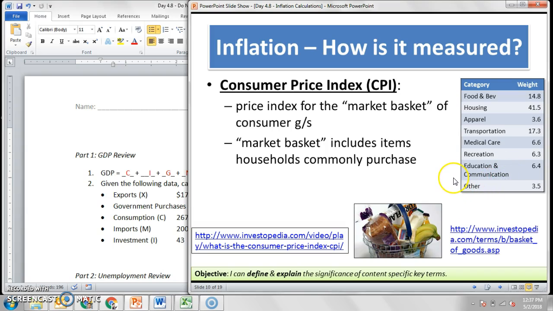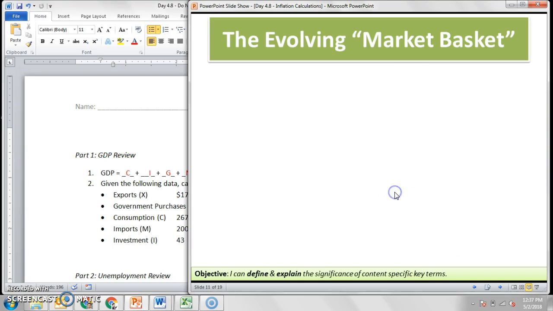This is what people spend money on, and so the government tracks the prices of those things and sees if price levels are going up or down for any given year. And that is the primary measure of inflation in the U.S. You can check out these links for more about both of those topics.